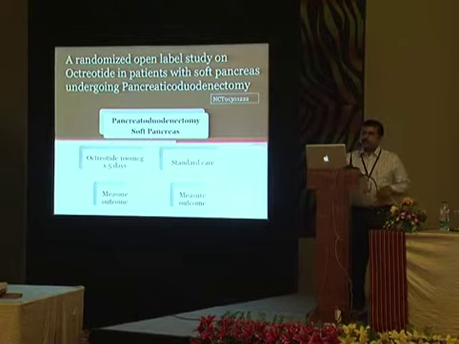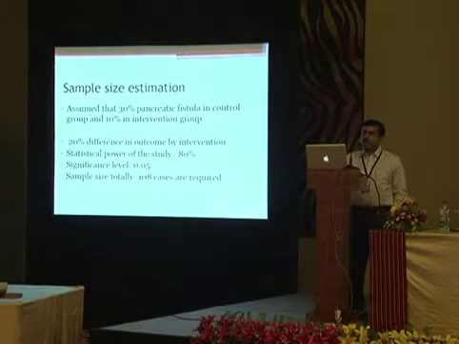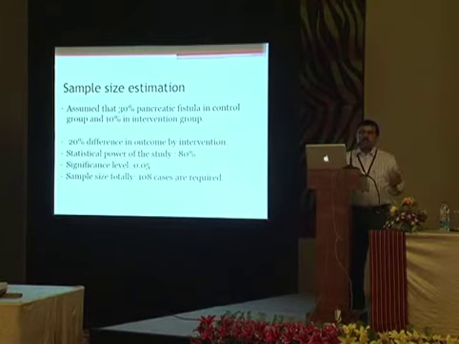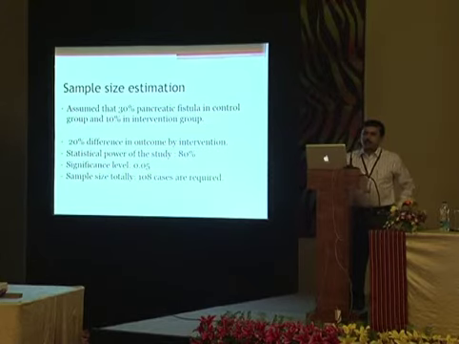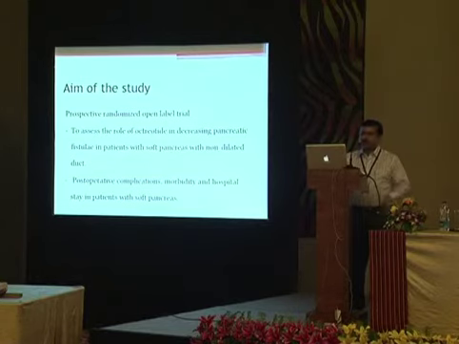This study, which is registered in clinical trials, was designed on this basis. It's an open-label study which included octreotide in one arm for 5 days and standard care in the other, with a provision for crossover if the patient develops an obvious fistula. Assuming a 20% reduction with octreotide and statistical power of 80%, we estimated that around 108 patients were required to complete the study. The aim is to assess the role of octreotide in pancreatic fistulae in soft pancreas with non-dilated duct, a very focused group. The primary endpoints were pancreatic fistulae, complications, morbidity, and hospital stay.